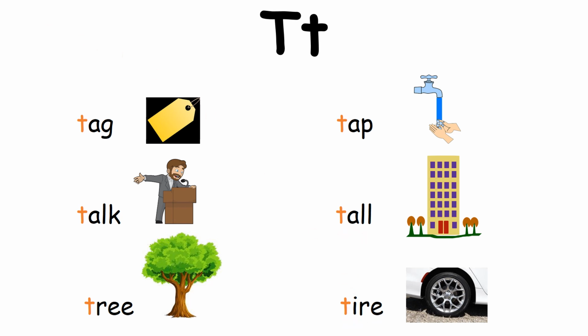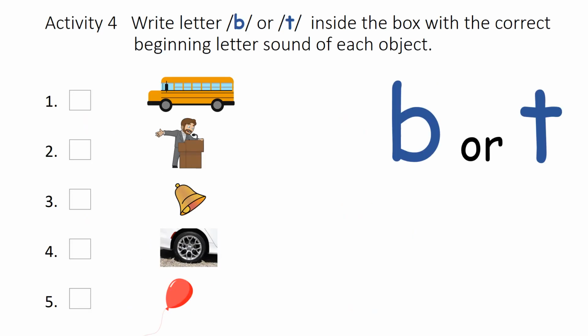Good job. Okay, let's do another activity. Write letter B or T inside a box with the correct beginning letter sound of each object. So all you have to do is just write B or T here in this box.